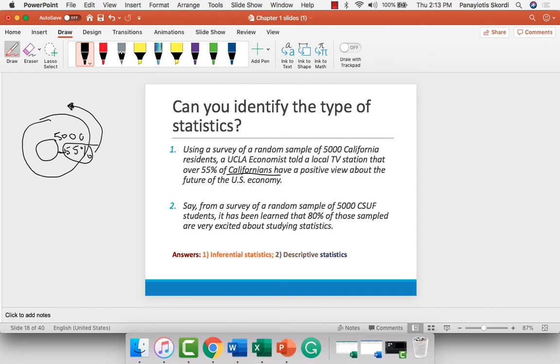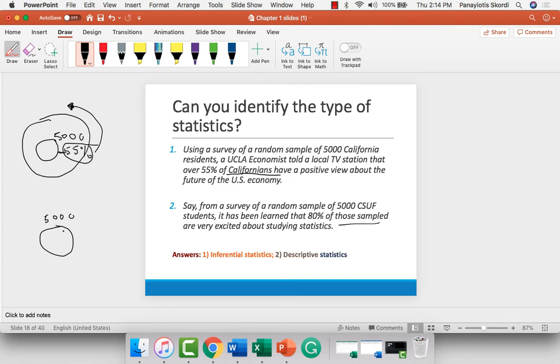How about the second one? Say from a survey of a random sample of 5,000 CSUF students, it has been learned that 80% of those sampled are very excited about studying statistics. So in this case, they just looked at 5,000 students and they only spoke about the 5,000 students. 80% of those sampled. So it's only talking about the sample. He's describing the sample.